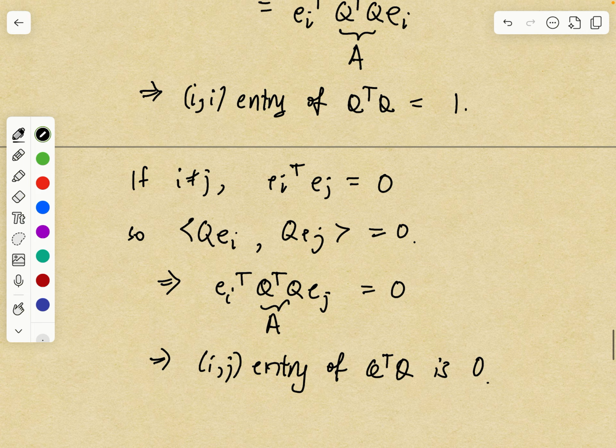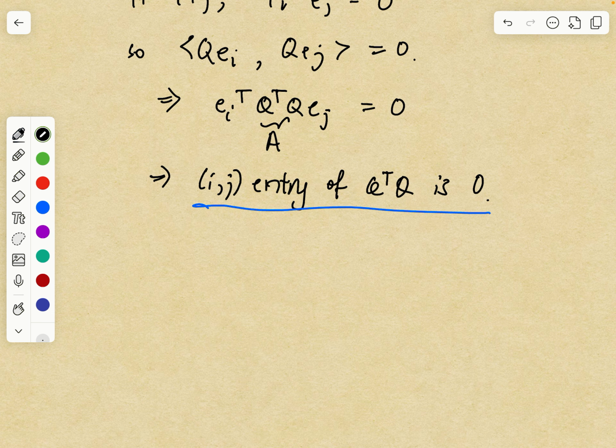So now I know that on the diagonal, the entries are all 1, and off the diagonal, if i is not equal to j, all the entries are 0. So those two facts together imply that Q transpose Q is the n by n identity matrix, and so Q is orthogonal, because that's what orthogonal means.